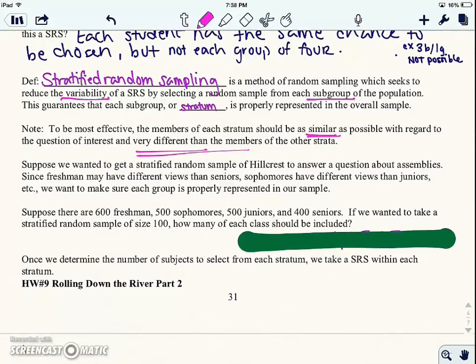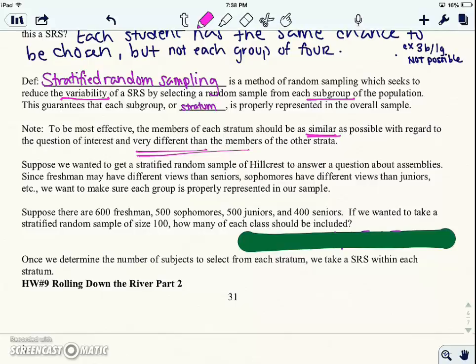Suppose we wanted to get a stratified random sample to answer a question about assemblies. Since freshmen may have different views than seniors, sophomores different views than juniors, etc., we want to make sure each group is properly represented in our sample. Suppose there are 600 freshmen, 500 sophomores, 500 juniors, and 400 seniors. If we wanted to take a stratified random sample of size 100, how many of each class should be included?